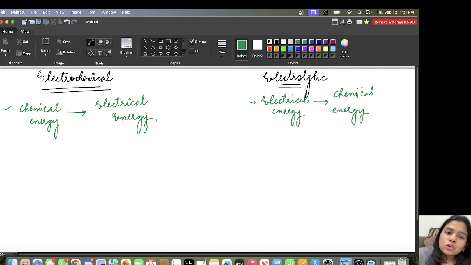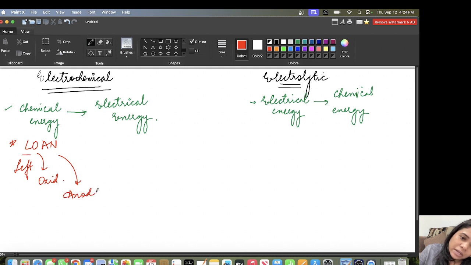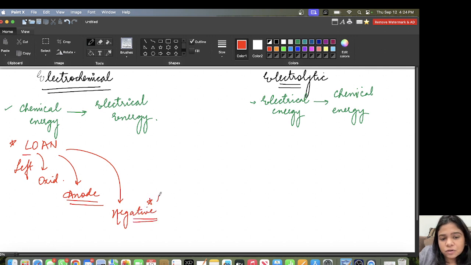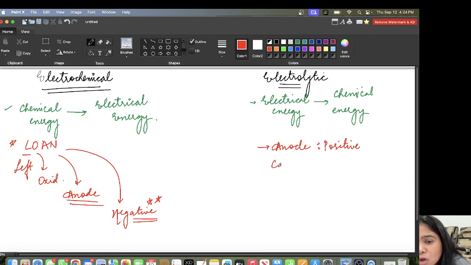And in electrochemical cell, I told you to remember one word, that was LOAN, right? Left side oxidation will be taken care of by anode, and one important thing here, anode was negative. But in electrolytic cell, things will become opposite now. Here the anode will be positive and your cathode will be negative.